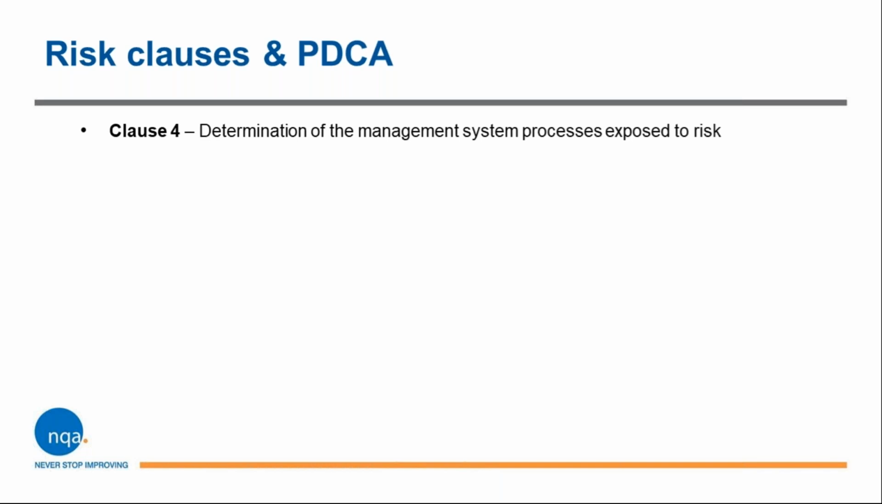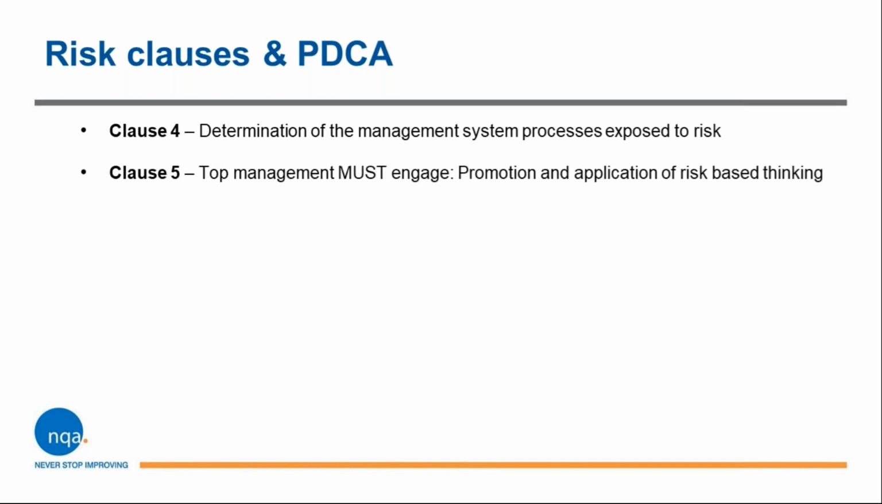So going into clause 5, another much enhanced clause on previous standards. This idea that top management must engage with the whole thing. There's requirements there of promotion and application of risk-based thinking. Previously there was a requirement for commitment. So yes, management had to get things done, but now they have to actively be involved in the process as well. That leading from the front or the top or whatever it may be will help in your risk-based approach.